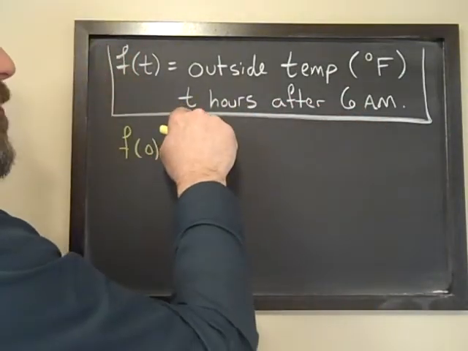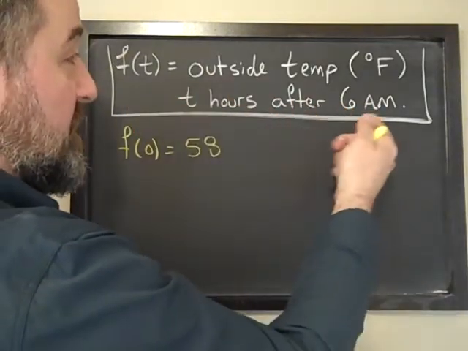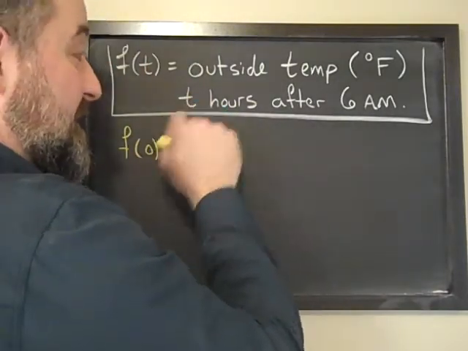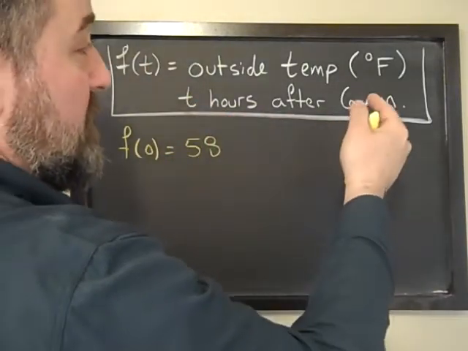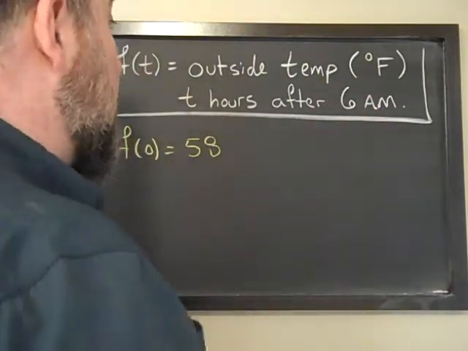So if you let t be 1, then what time would it be? 1 hour after 6 a.m. would be 7 a.m. If we let t be 6, it would be 6 hours after 6 a.m., which would be 12 noon, 12 p.m.